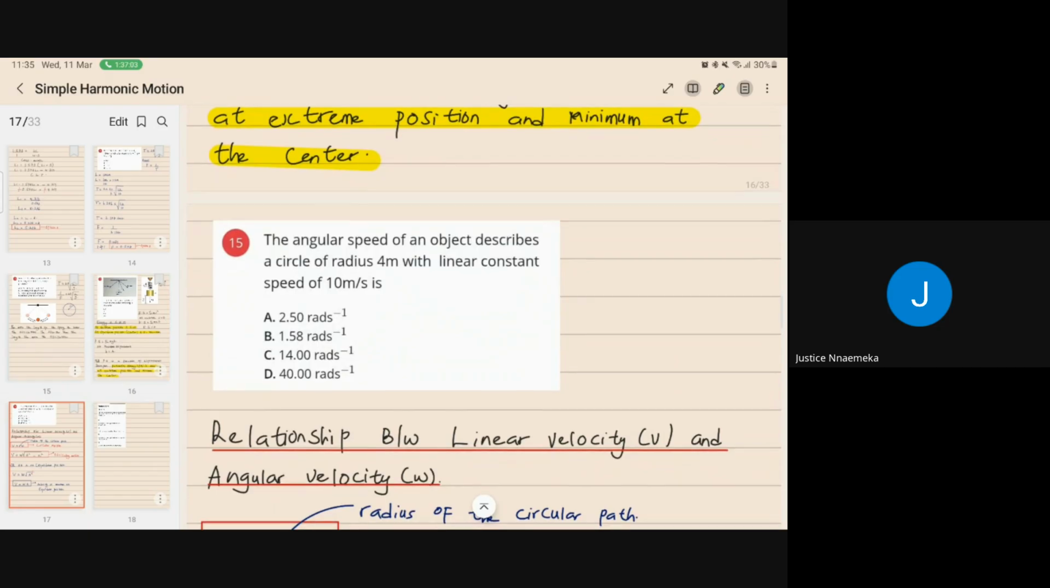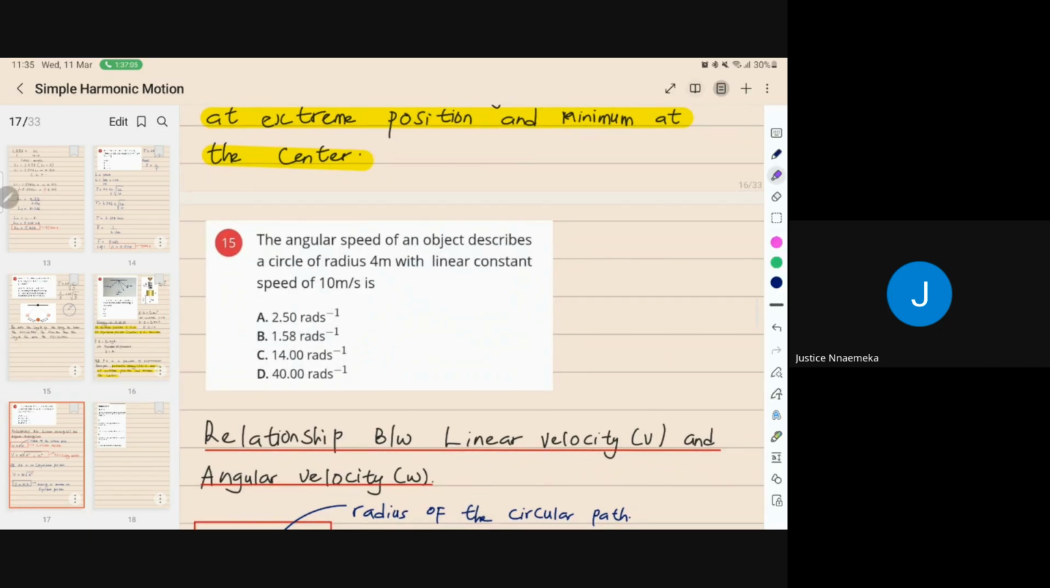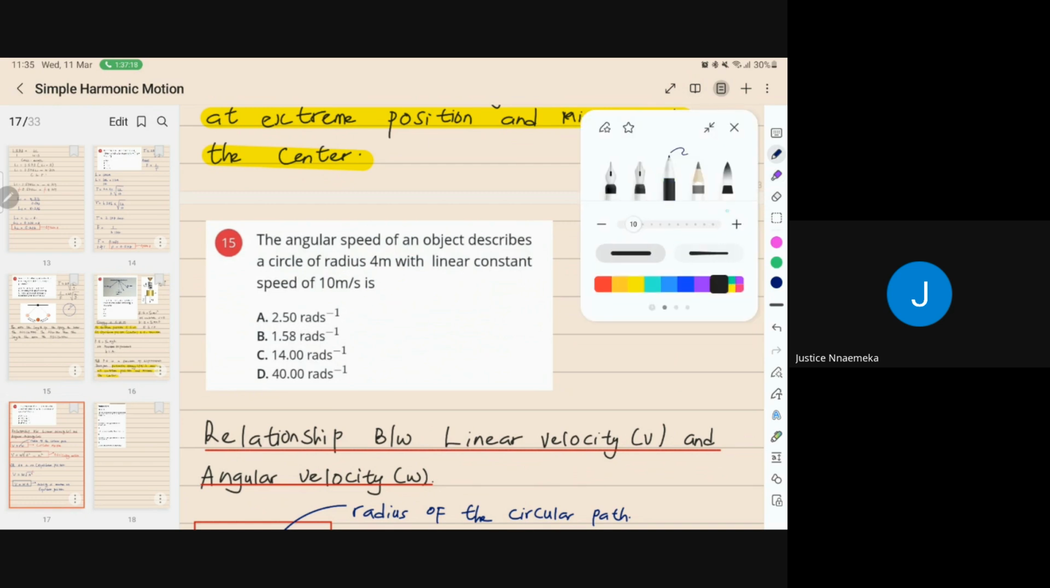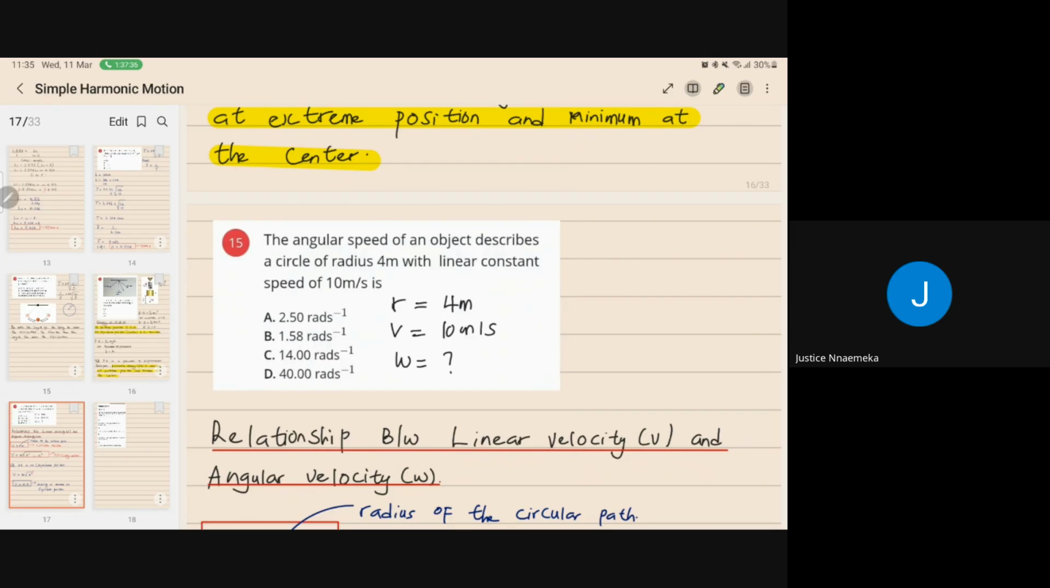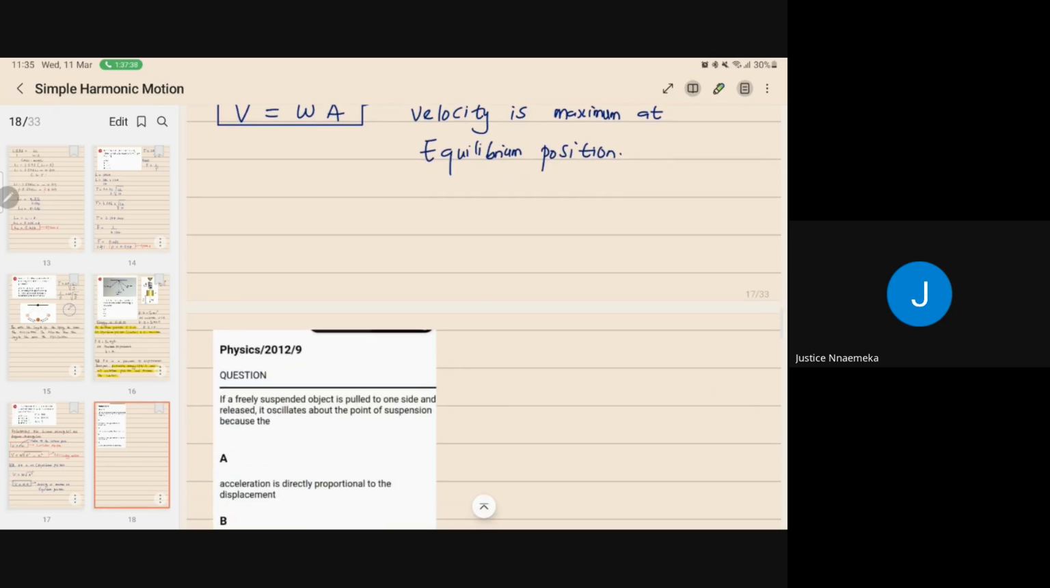Now, can we go ahead and solve that very problem that they gave us here? From the question, they said an object describes a circle of radius 4 meters with linear constant speed 10 meters per second. Now, what does that tell you? It simply means that for that place, r is equal to 4 m, v is equal to 10 meters per second, and they are asking us about our omega. I had to relate that so that in case I see something similar, we're going to solve it.